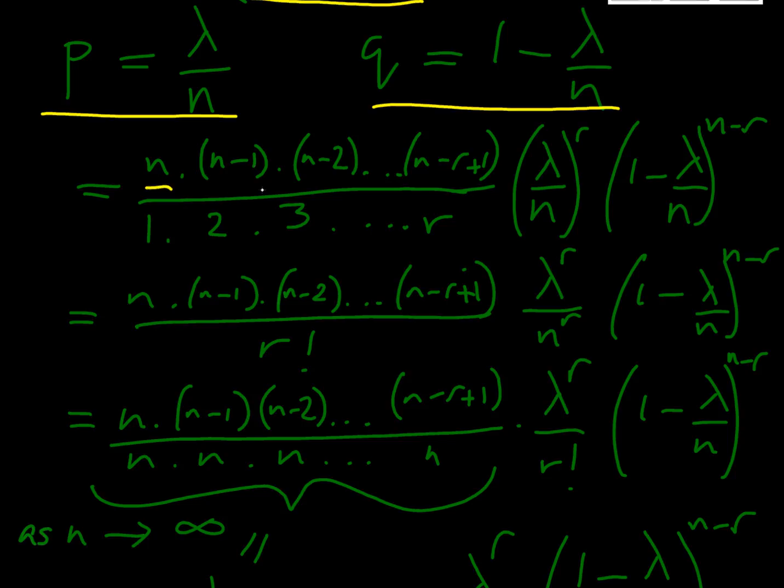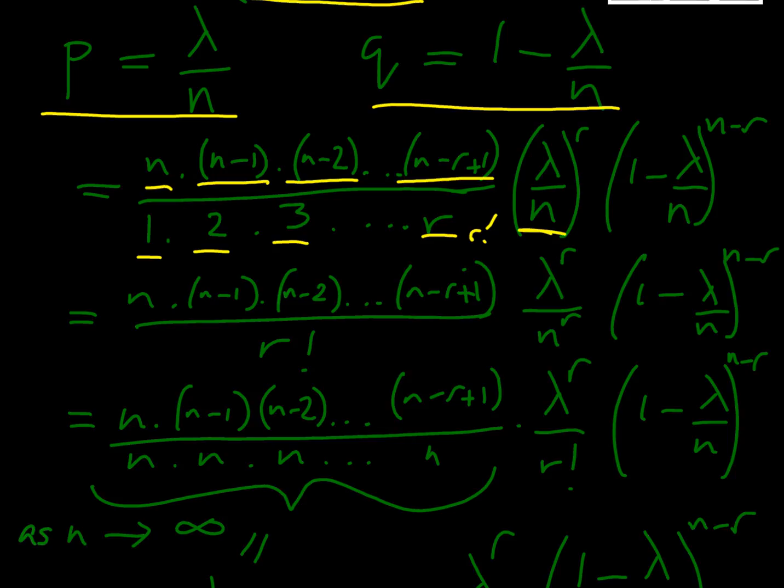So I've got n, as if you had written it out to calculate it by hand, you're going to have n times n minus 1 times n minus 2 all the way down to n minus r plus 1. And on the bottom we'd have 1 times 2 times 3 all the way up to r. So what you can see here is we've got r factorial on the bottom, haven't we? That's r factorial.